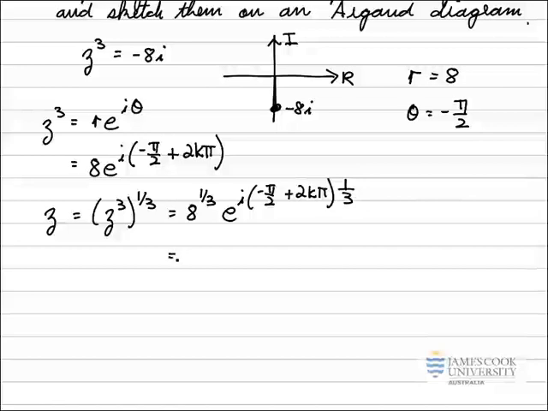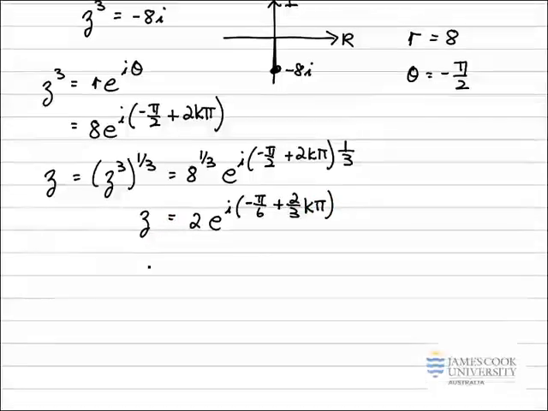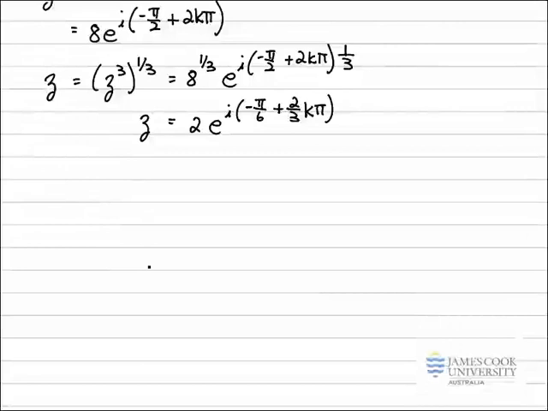So we can simplify that. 8 to the power 1/3 is 2. e to the i, let's multiply through the 1/3 by the negative pi on 2 and the 2k pi. That will give us minus pi on 6 plus 2/3 k pi. That is our general formula for z. We've got it in terms of k at the moment, but we're going to substitute in different k values to find our three cube roots.